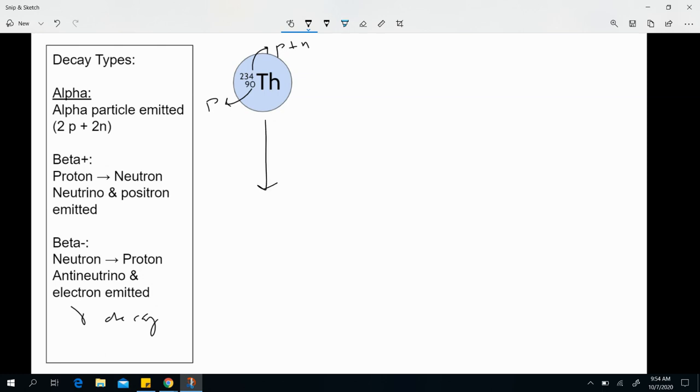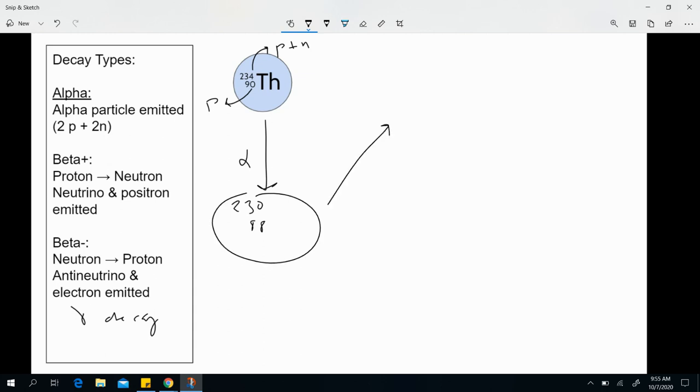Let's take thorium and undergo alpha decay. I'm going to point my arrow down, just traditionally, that's what you do. And I'm going to say alpha, so that I know that this is an alpha decay. When I do alpha decay, I'm going to lose 4 from my mass because I lost 2 protons and 2 neutrons. So this is going to become 230. And then since I lost 2 protons, that 90 is going to become an 88. We'll look up what exactly that element is in a minute.